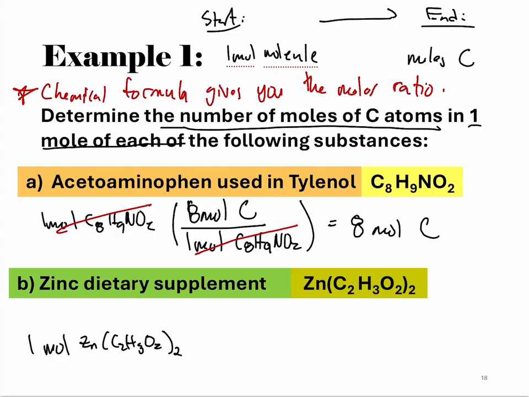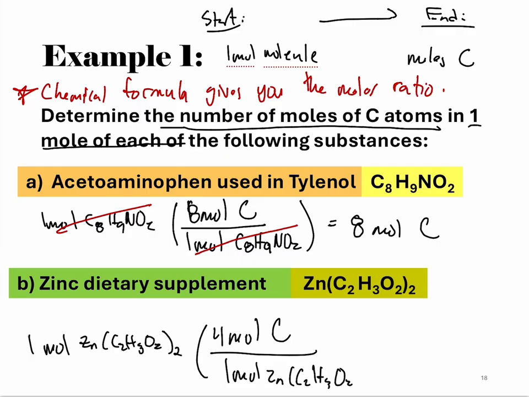So why is it 4 instead of 2? Is it the 2 subscript? Yeah, we have a 2 subscript outside the parentheses, which means what do we do to all of the subscripts in here? We multiply them by 2 to get the total number of atoms there. So this means that we're going to have 4 moles of carbon for every 1 mole of this dietary supplement. So that just gives us 4 moles of carbon.